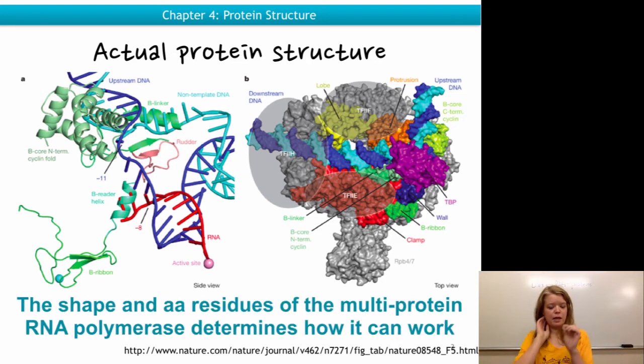And the shape and the sequence of amino acid residues inside of the different parts of the RNA polymerase will determine how the different parts work. Which part is responsible for catalysis, which part is responsible for DNA binding, and which part is responsible for moving along the DNA strand as the RNA is being made.